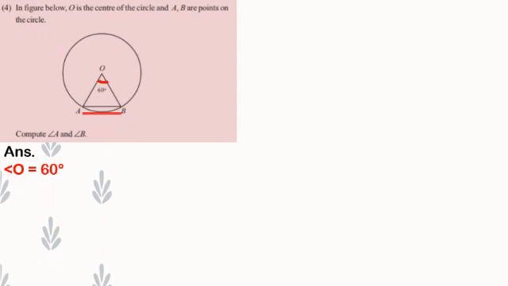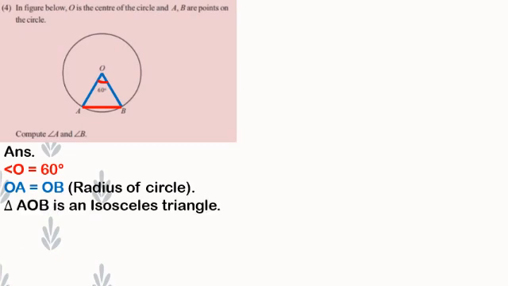Here, angle O equals 60°, that is given in the question. And side OA equals OB. These two sides are the radius of the circle. Now we get two sides are equal. Then we can say triangle AOB is an isosceles triangle. Then what is the property of an isosceles triangle?